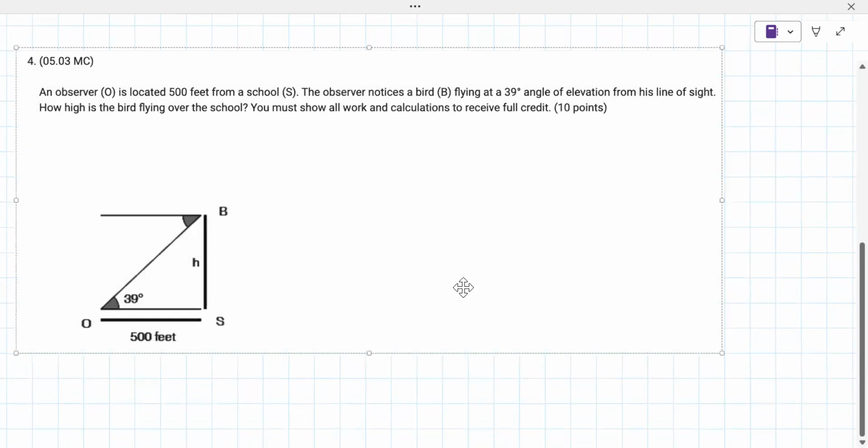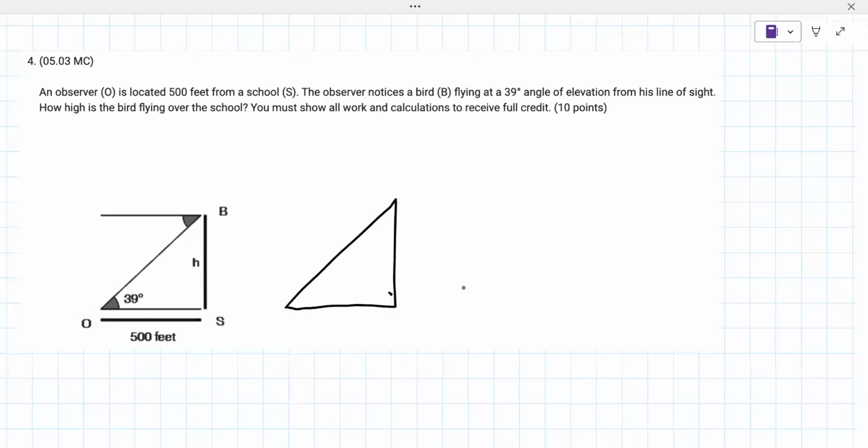Last one. Okay. An observer O is located 500 feet from a school S. The observer notices a bird flying at a 39-degree angle of elevation from his line of sight. How high is the bird flying over the school? You must show all work and calculations to receive full credit. Okay, this actually is much more straightforward than the last one. I mean, this is 39, this is 500, and this is H.